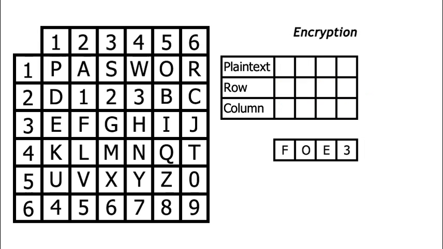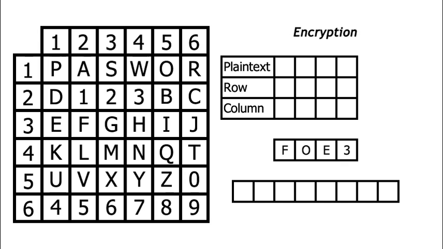As always, decoding is the same process but in reverse. So if we've got FOE3, we need to first break it into numbers. Each letter is going to break into two numbers, so we need to have a little bit more working space for this. Then fill that in with our numbers. F becomes 3-2, O becomes 1-5, and so on.